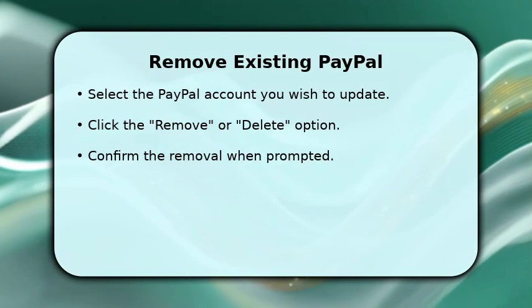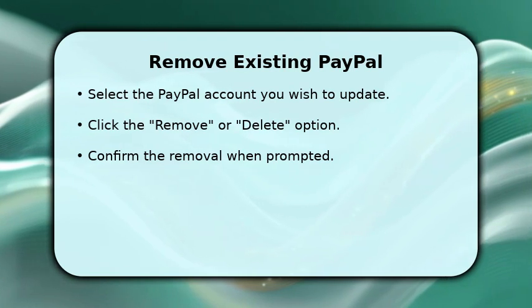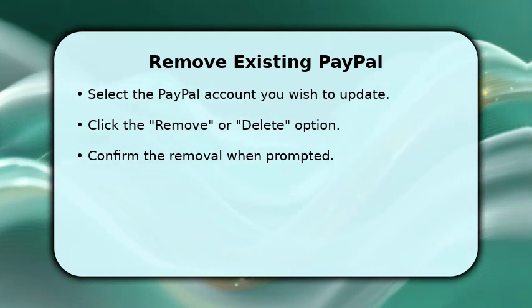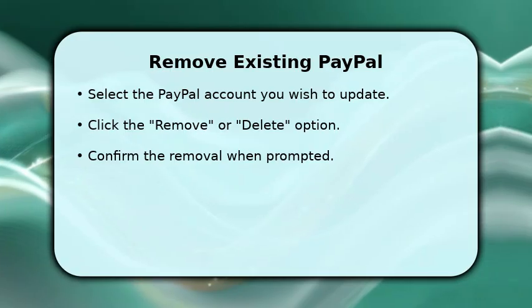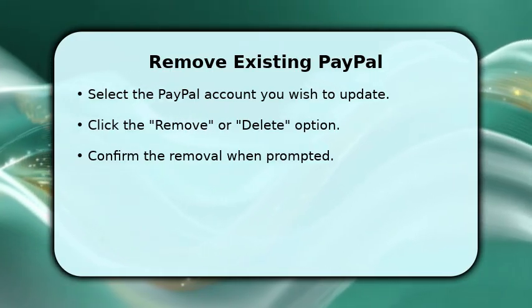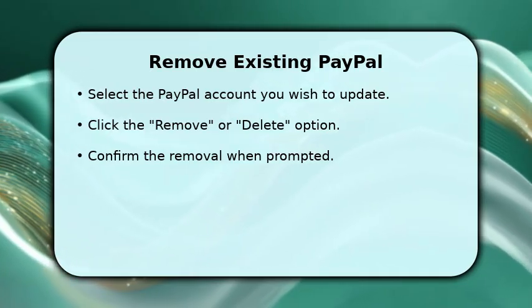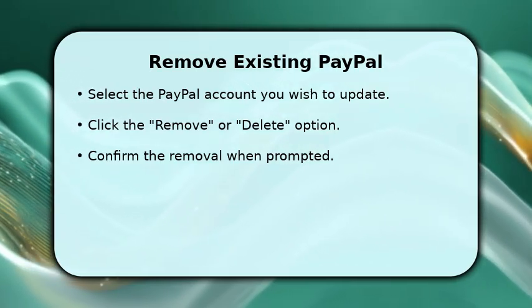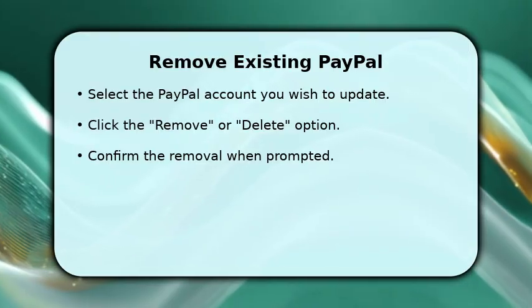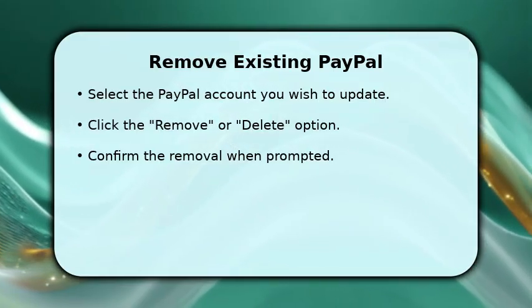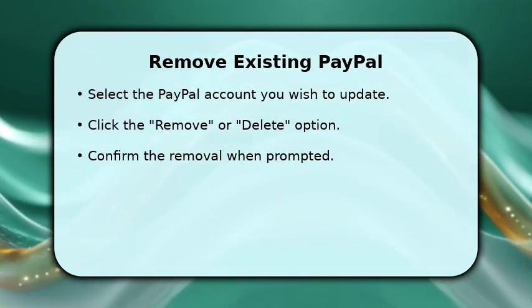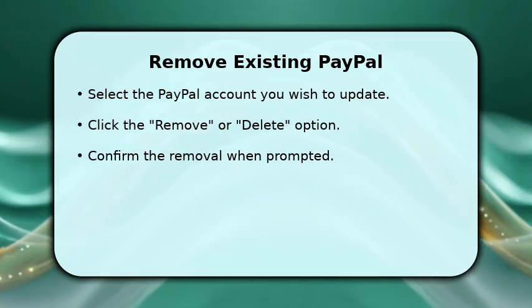Now, to update your PayPal, you'll first need to remove the old one. Simply select the PayPal account you intend to change from your list of payment methods. You'll then see an option to remove or delete it. Click this, and a confirmation prompt will appear. It's important to confirm this action to ensure the old account is completely unlinked before adding a new one. This clears the way for your updated information.